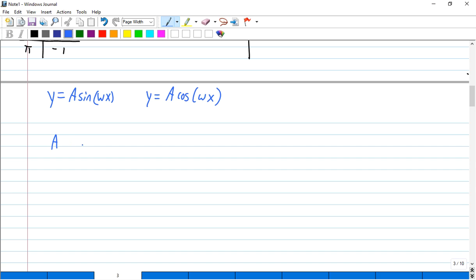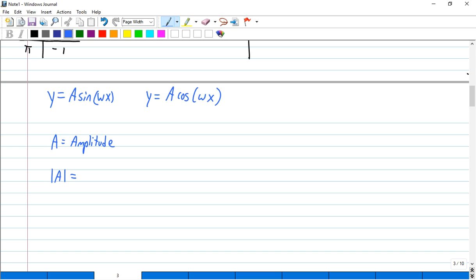This a right here stands for, anybody know? Yeah, amplitude. The way that we calculate the amplitude is by taking the absolute value of a. So when you take the absolute value of whatever is in front of the trig function, that gives you the amplitude of the trig function. You could think of it like altitude. Okay?